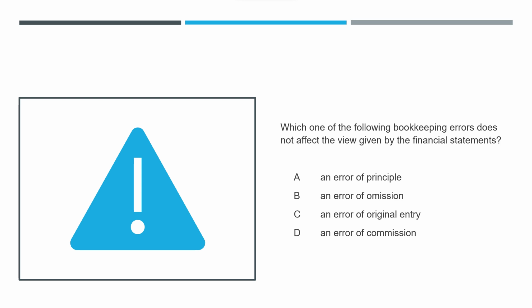Four options are given. These include A, an error of principle; B, an error of omission; C, an error of original entry; D, an error of omission. Well, to find the correct answer, we need to understand the four types of errors mentioned in this question. So let's quickly understand the nature of these errors.